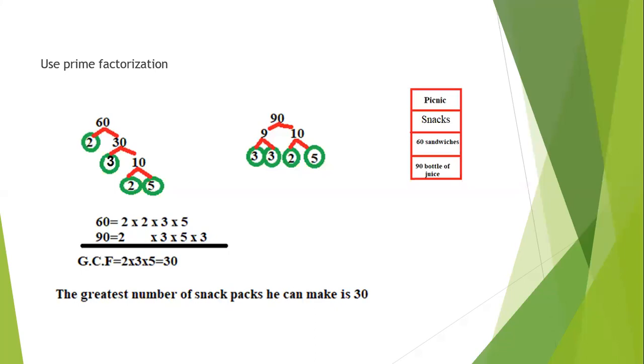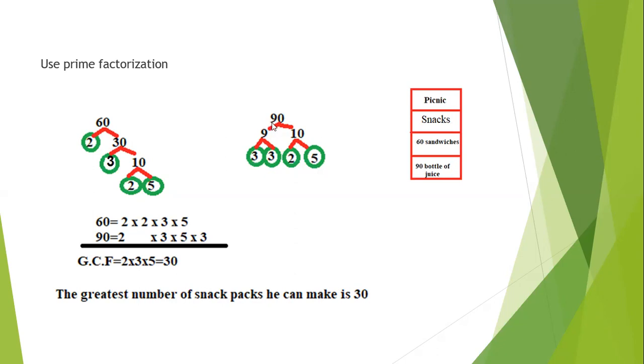Let's use the prime factorization. 60. How can I get 60? By multiply 2 by 30. 2 is a prime number. So let's take 30. 30, we can get it by multiply 3 by 10. 3 is a prime. 10, I can get it by multiply 2 by 5. 2 is a prime, 5 is a prime. So we can get 60 by multiply 2 times 3 times 5, and the product is 60.